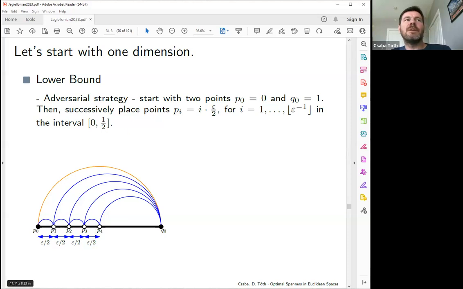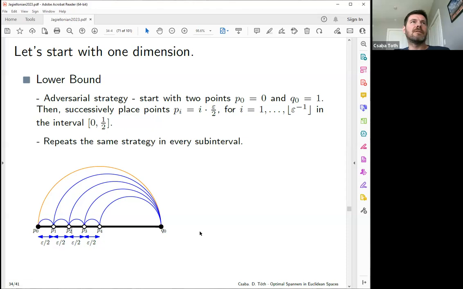using a detour, so P1 to P node and then to Q node, would be more than 1 plus epsilon times the direct distance. And then this argument repeats. So for P2, the adversary adds P2, it has to connect it to both left and right. So all of these long edges all the way to Q node have to be added. And of course, none of them is needed. The optimum would be just a path all the way from P to Q node. So this gives a lower bound of roughly 1 over epsilon.